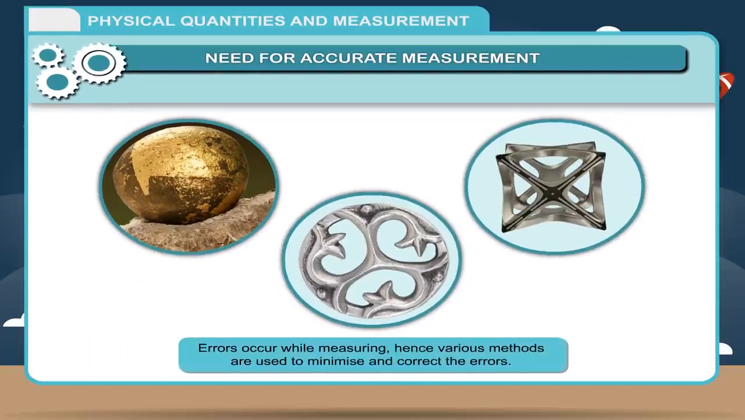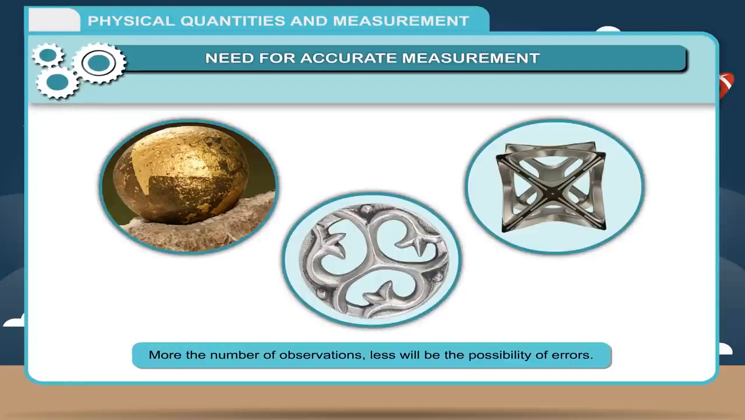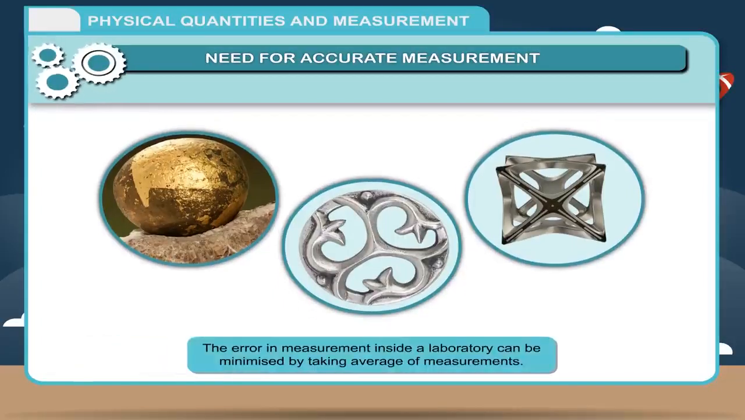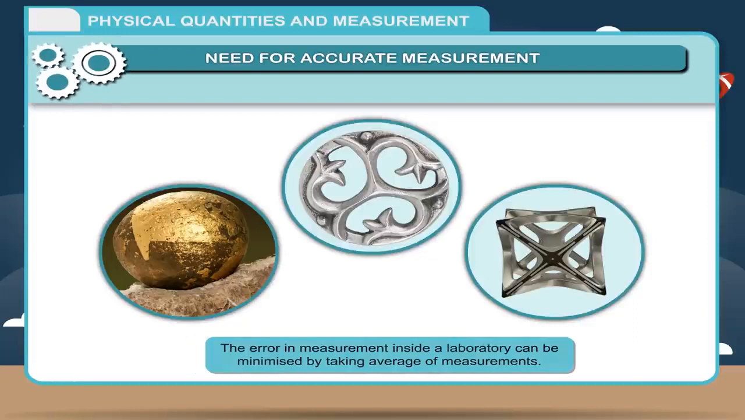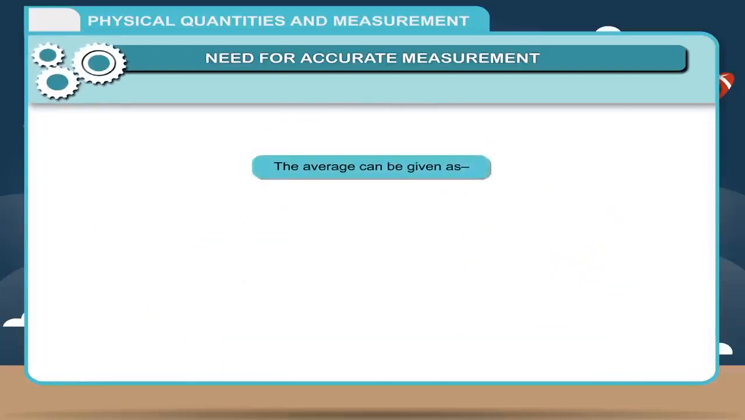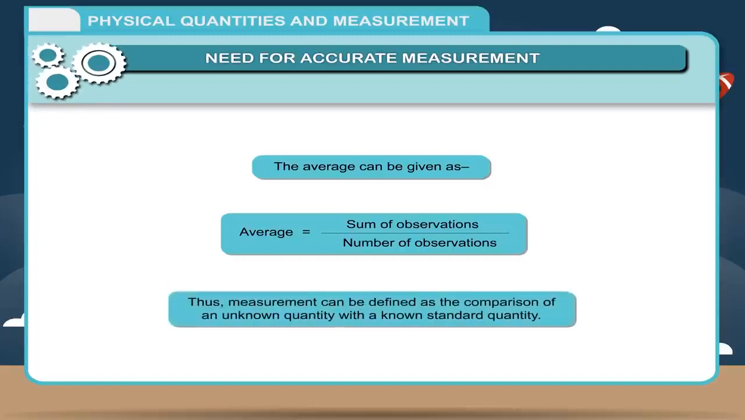Often, errors occur while measuring, hence various methods are used to minimize and correct the errors. More the number of observations, less will be the possibility of errors. The error in measurement inside a laboratory can be minimized by taking average of measurements. The average can be given as: average is equal to sum of observations divided by number of observations.